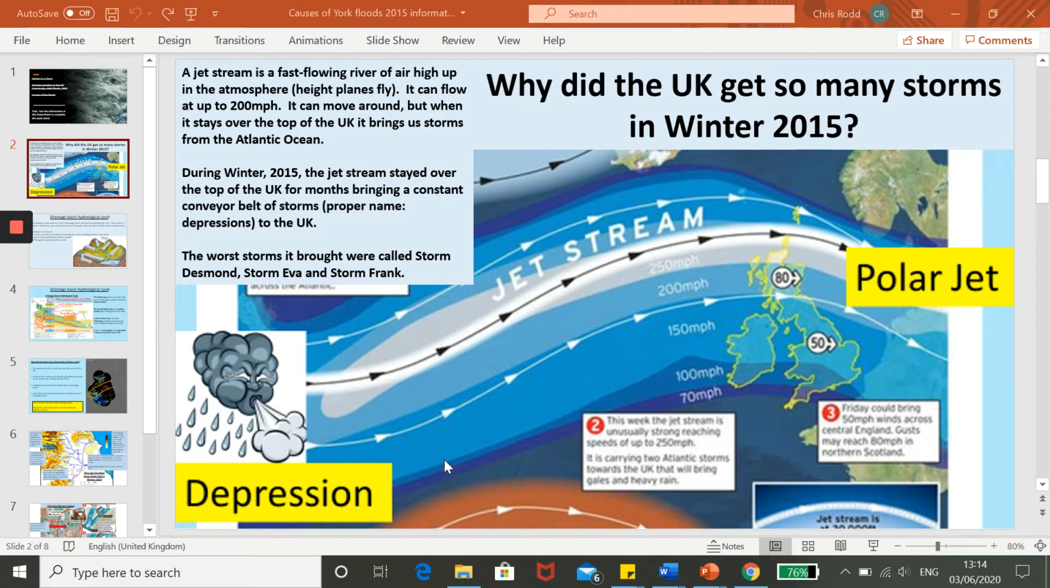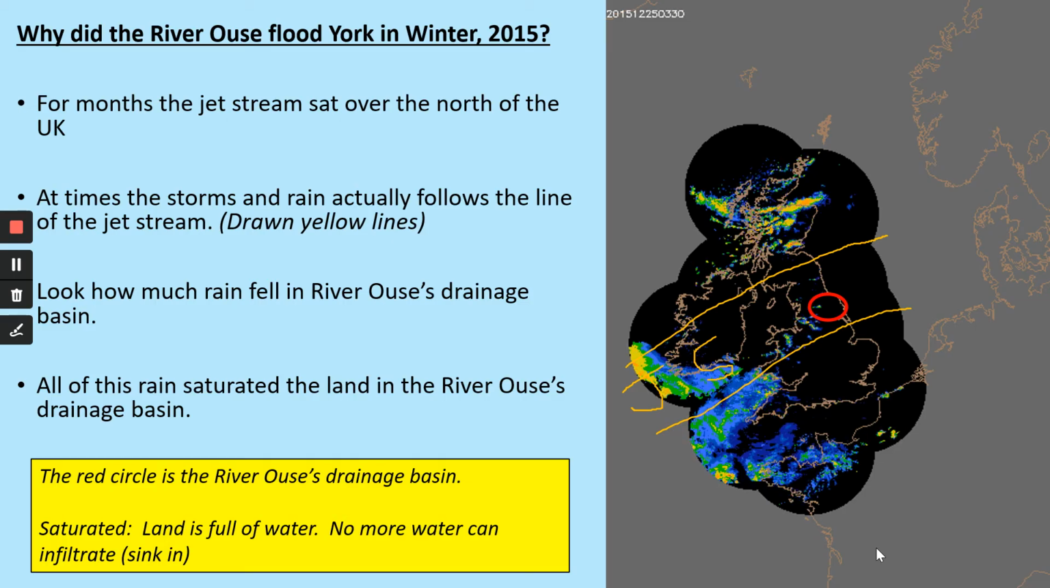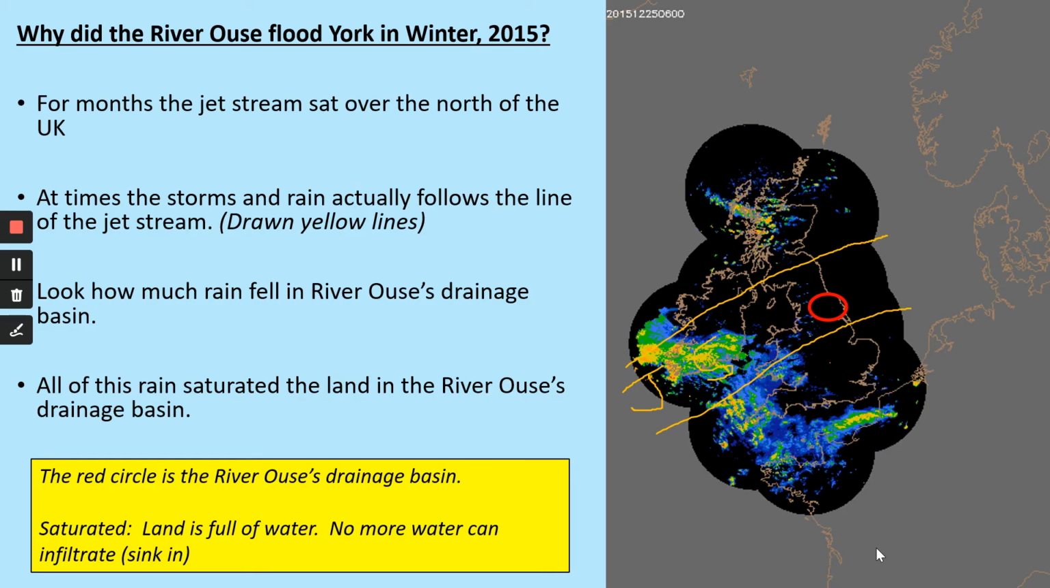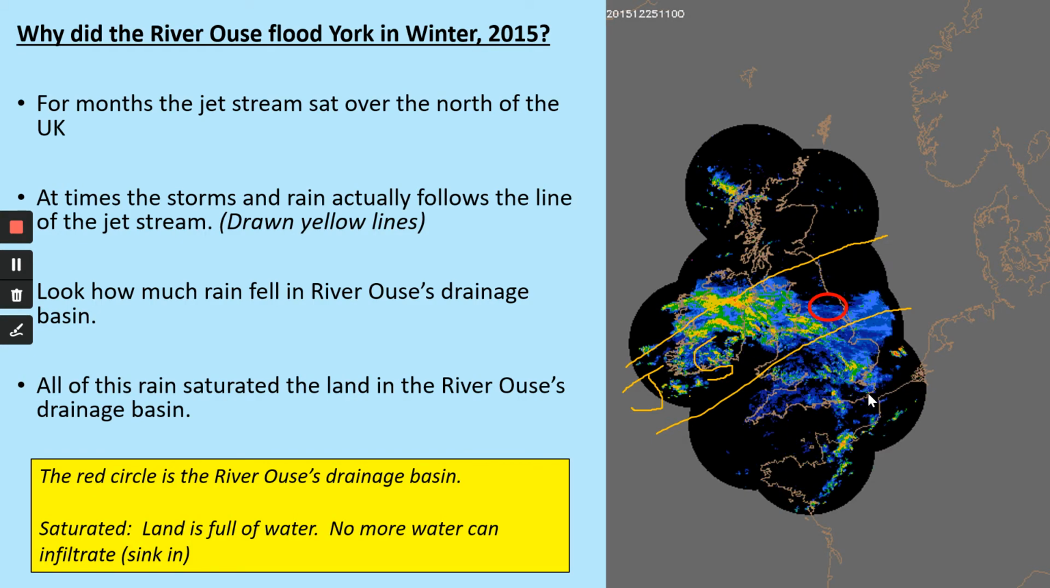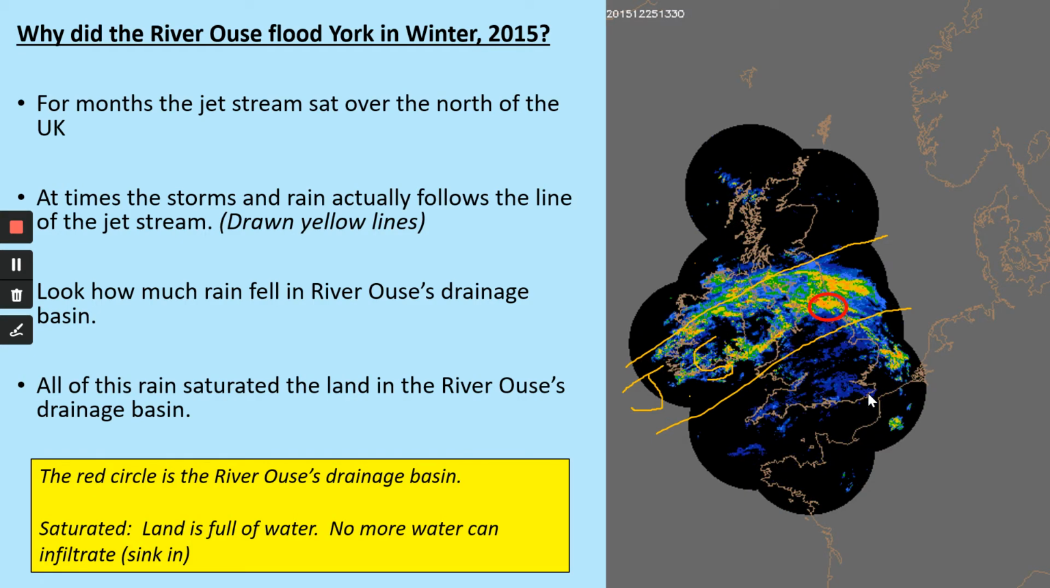Okay, now the proper name for storms, they're called depressions. And examples of the storms, we've got Desmond, we've got Eva, and we've got Frank. Okay, so that's the first reason why York flooded.